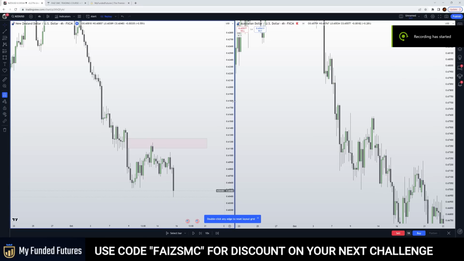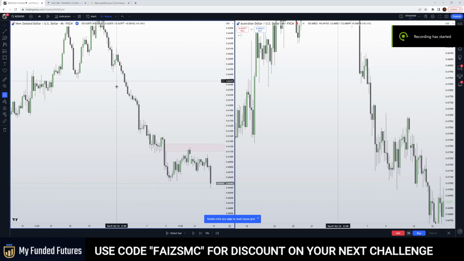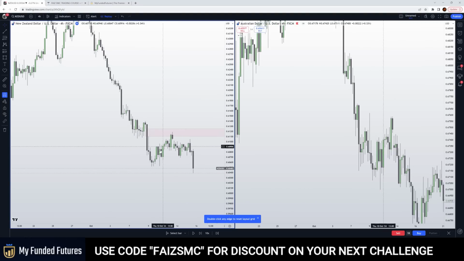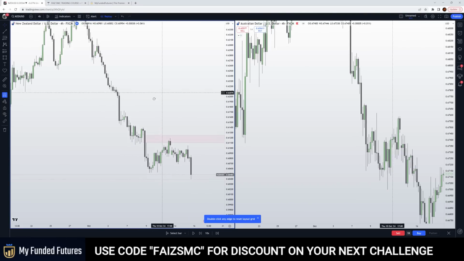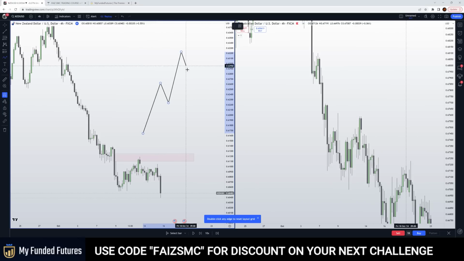All right, guys, so here is another example, and you can see the structure is clearly to the downside, right? We are going down and down and down. So I'm not gonna look for reversal trades unless I get like 3 market structure breaks to the upside, like this, clean breaks, right? And then I can change my directional bias.